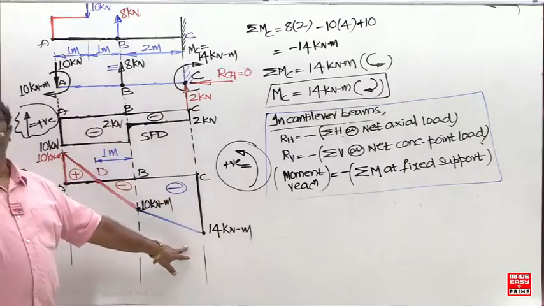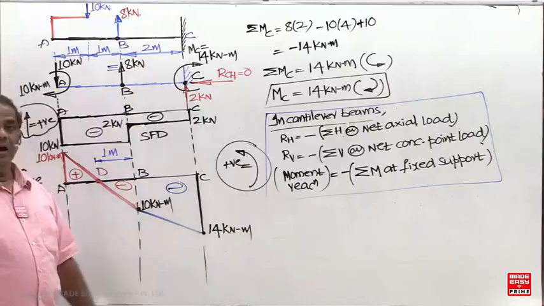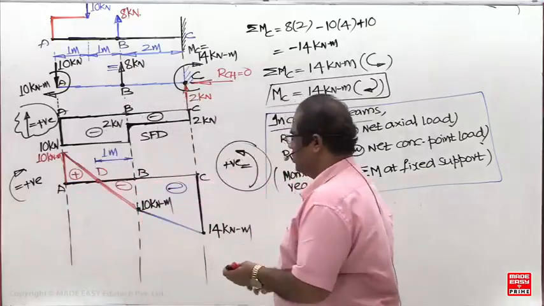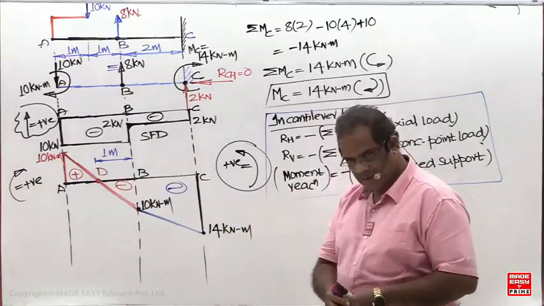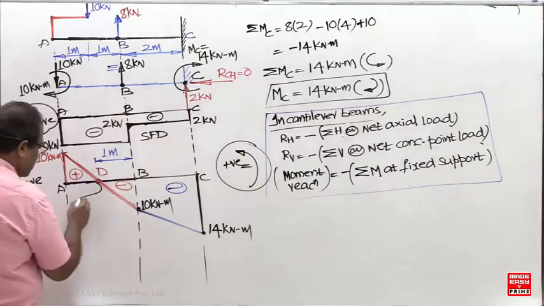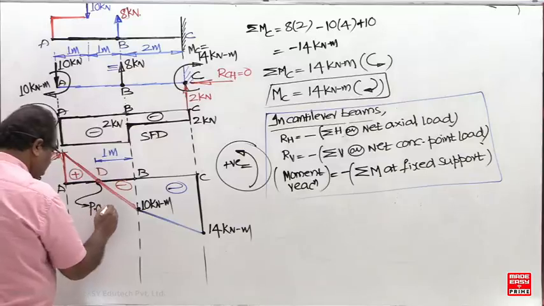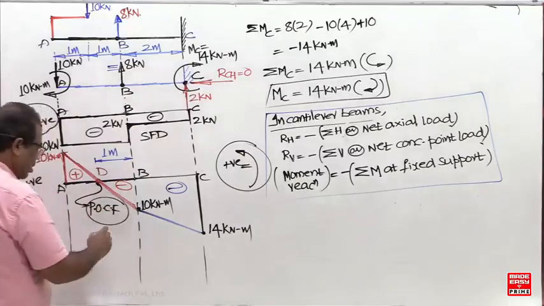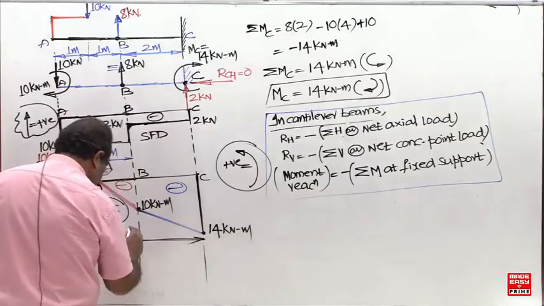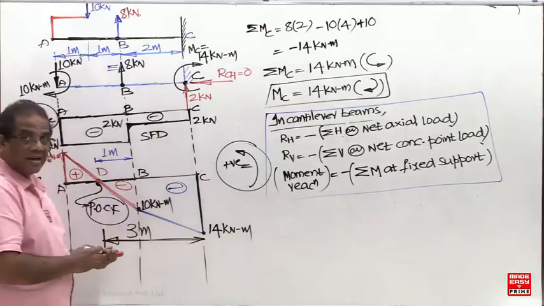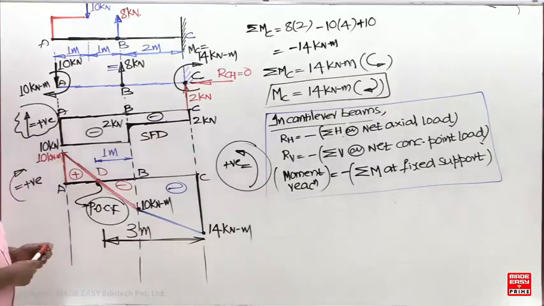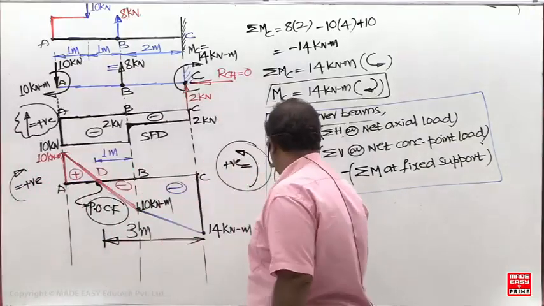So what is the maximum bending moment now? 14 hogging. Maximum bending moment is 14 hogging. So what is the location of the point of contraflexure? This is the point of contraflexure. From fixed support, 3 meters. But here also some students are going to take a section and equate it to 0. Not required now. So what are the answers for this question now?